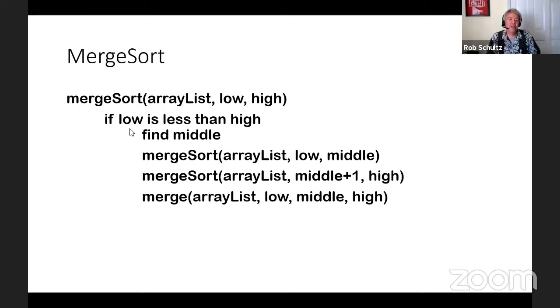And as long as our low value is less than the high value, we find the middle, and we immediately call merge sort on itself with just the left half of the array list. And then we receive that one, and as long as low is less than high, we recall merge sort again with the left half, and we continue to break things into smaller and smaller pieces. So this is the divide part. This is the part where we implement recursion, we call merge sort in itself, and we keep breaking our list that we're sorting into smaller and smaller and smaller pieces.